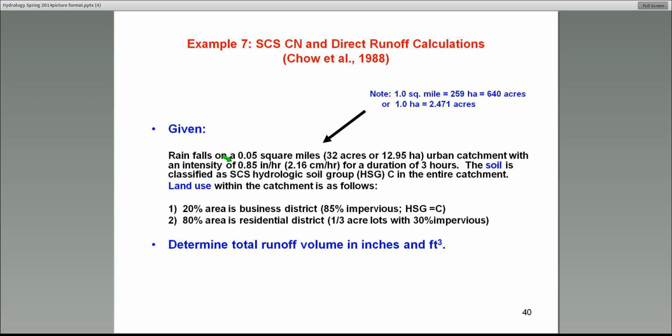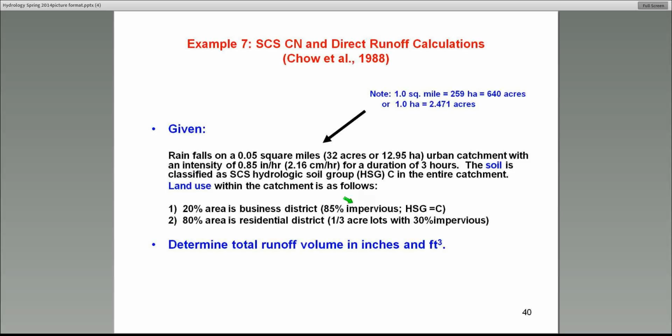The soil is classified as hydrologic soil group C, and this catchment is broken up into the following two types of land uses. A business district, 20%, and 80% residential. Within the business district, 85% is impervious, and obviously 15% is pervious. It's very important that you note what that pervious area is going to be. If it's not specified in the problem, you have to assume it's in good hydrologic condition to use that table that I just referred to for the curve number.